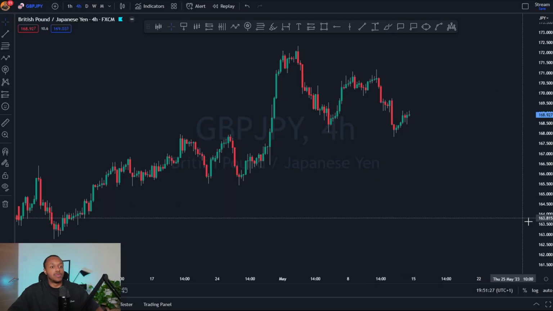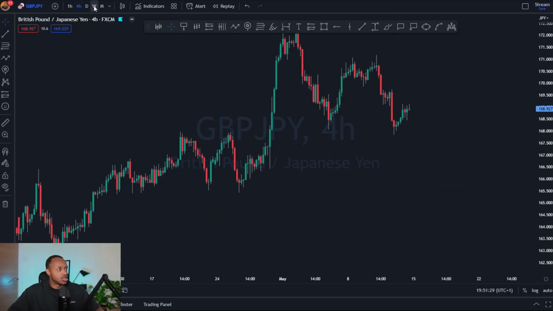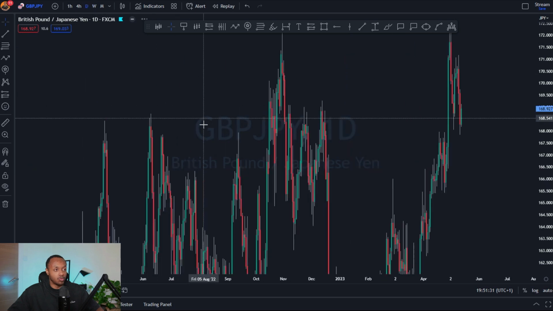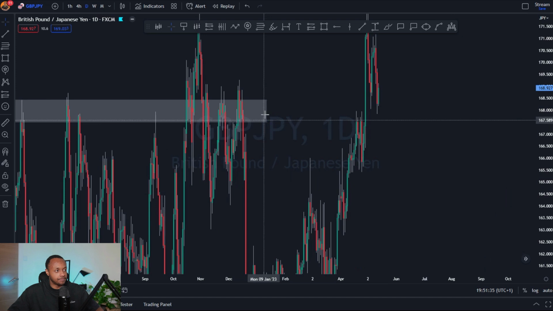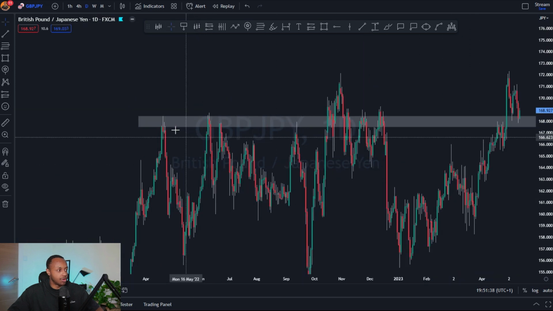And now we're going to jump into pound yen. So pound yen, I'm looking at buys for this one. Price is at a very, very nice level, which is grabbing my interest. As you can see, a lovely level of resistance here on the daily time frame, 1, 2, 3, 4, 5, 6 times.